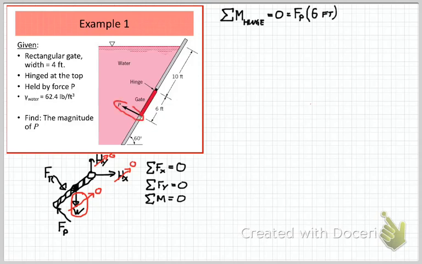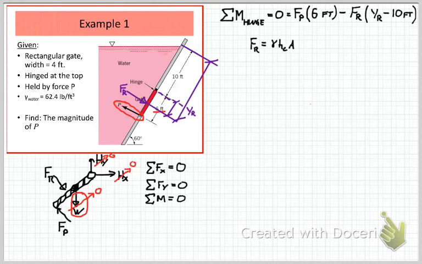So the sum of the moments then is the force P we're holding the gate in place with, acting at a moment arm of 6 feet away, and the resultant force, and that's acting at the location YR as shown in purple. YR is measured from the water surface along the plane itself. And so in this case the moment arm that we really need is YR minus 10 feet, because YR includes that 10 feet of wall that is not part of the gate that we're analyzing.